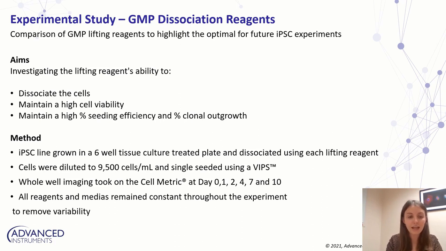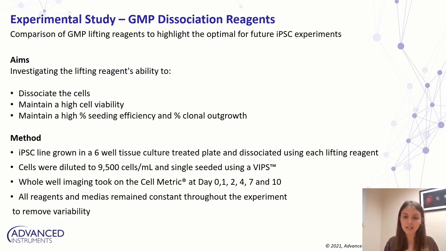So for this study, an iPSC cell line was grown in a 6-well tissue culture treated plate, and on the day of seeding, 3 wells were chosen based on the fact they were 40 to 50% confluent. The cells were lifted using each of the dissociation reagents and then diluted down to 9,500 cells per mil. We then measured their percentage viability and found that they were all greater than 95% viable, and we find this suitable for single cell seeding when using a VIPS instrument.